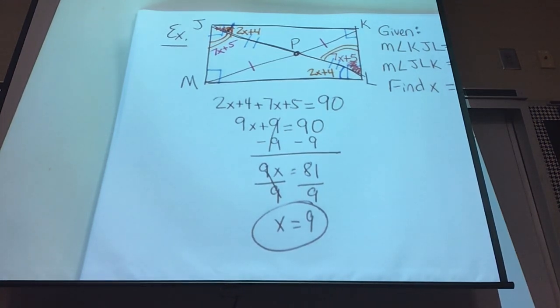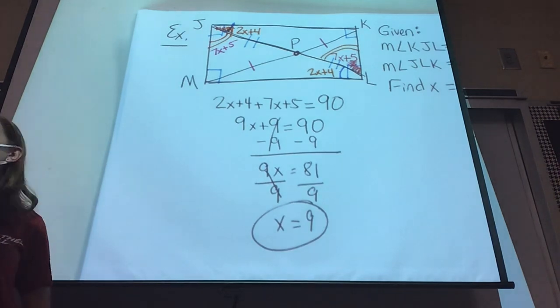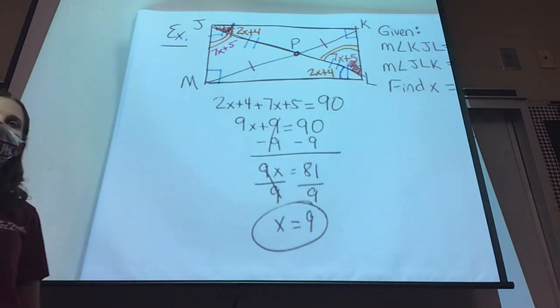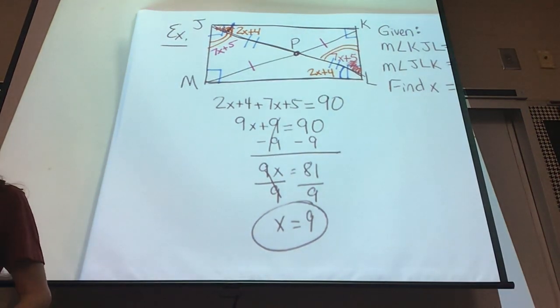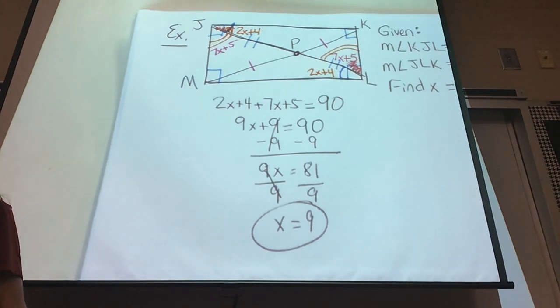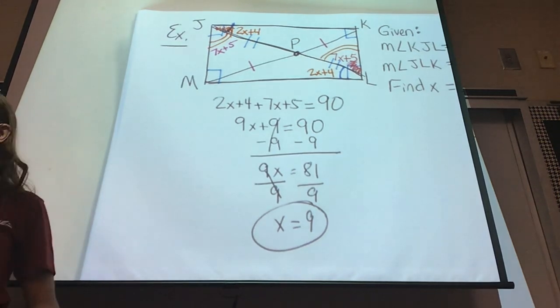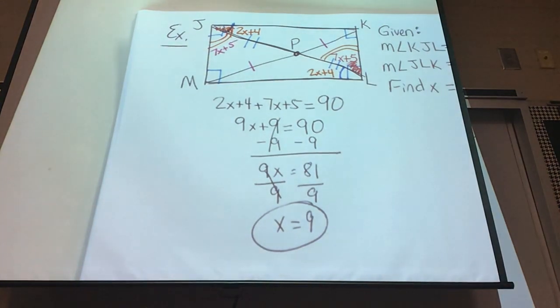So, question. Does that make sense? Do I need to re-explain? What do I need to do? Because I don't want you leaving saying, I don't understand what in the world she just talked about, how she even set that up, because it didn't make any sense. If you've got a question, I need to know, because you are going to have to do some of these. So everybody's okay.